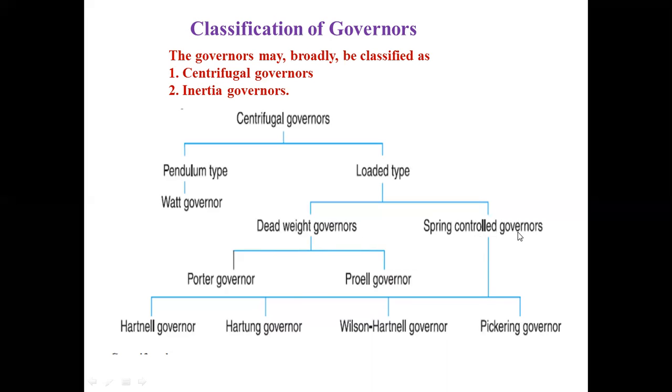In spring controlled governors, mainly we have the Hartnell governor, Hartung governor, Wilson-Hartnell governor, and Pickering governor. In our syllabus, we are studying this Hartnell governor, its analysis, as well as some basic problems on this spring controlled governor. In dead weight governors, we have only two types, that is Porter governor and Proell governor. In this, we are studying the Porter governor.